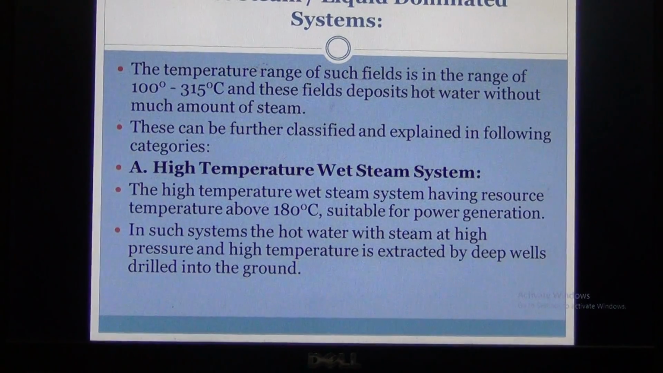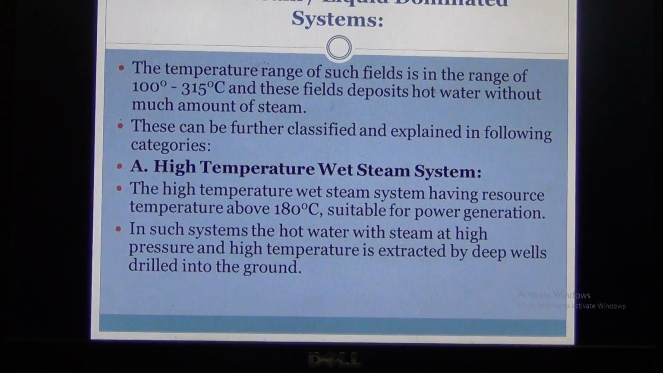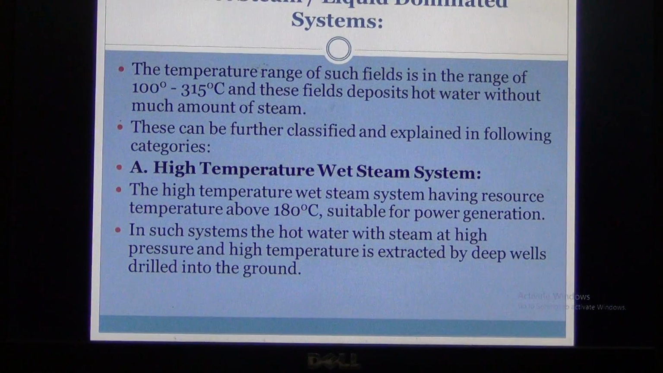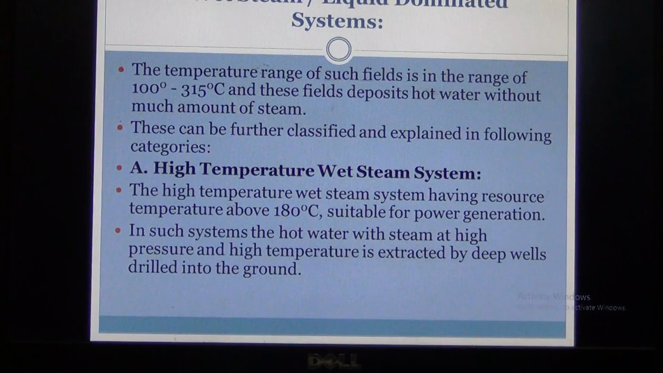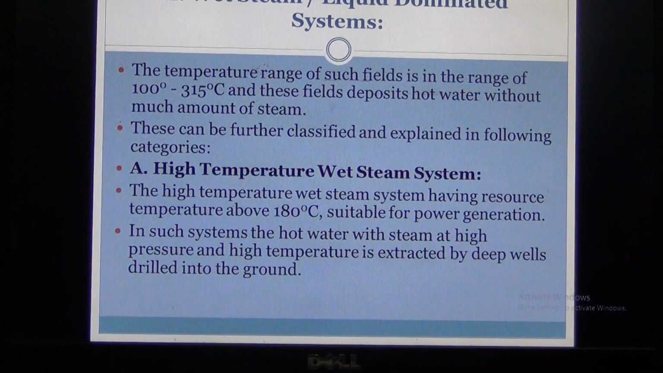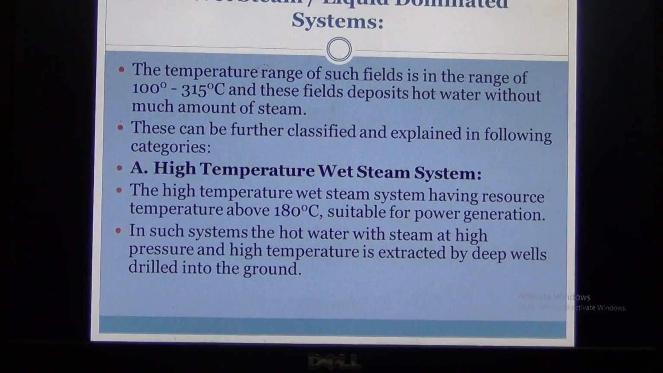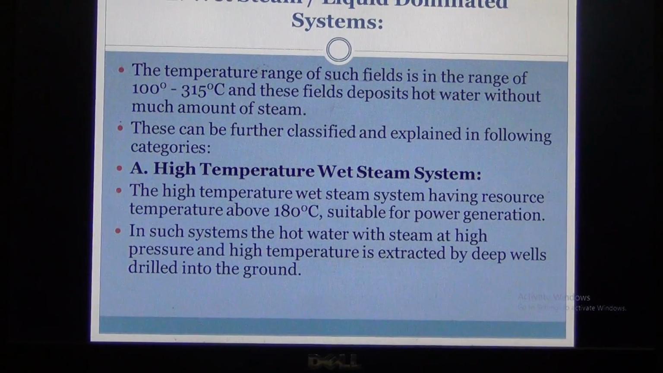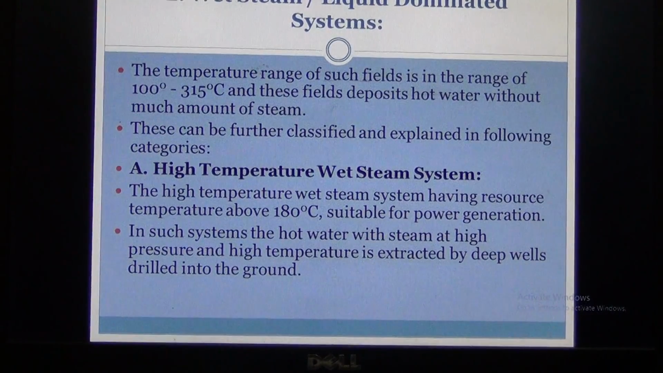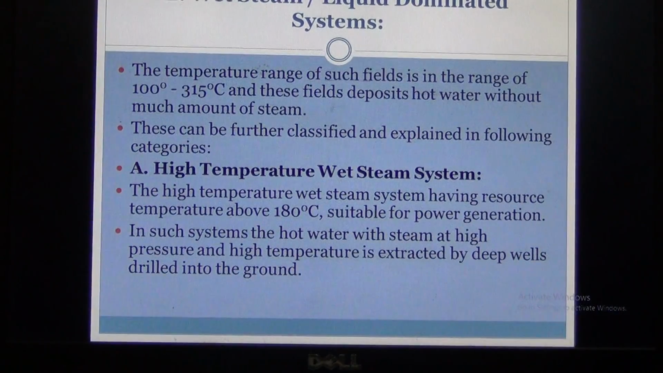Next is the wet steam or liquid dominated systems. The temperature range of such fields is 100 to 350 degrees Celsius, and these fields deposit hot water without much amount of steam. This can be further classified and explained in the following categories. The first one is the high temperature wet steam system. The high temperature wet steam system has resource temperature above 180 degrees Celsius, suitable for power generation. A temperature higher than 150 to 180 degrees Celsius can be used for power generation.